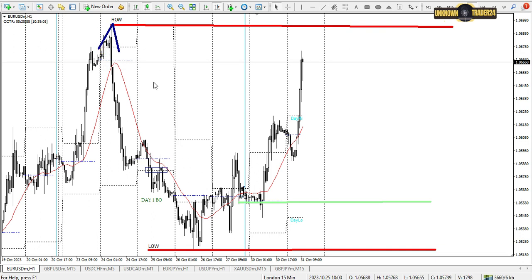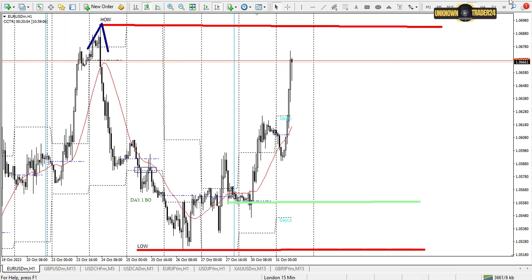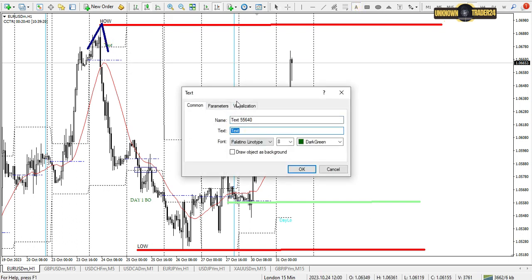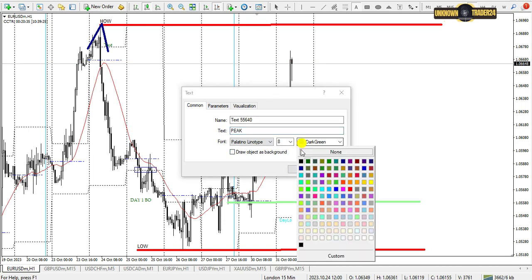Yes, of course, sometimes they will come back and give a good trade for those who counter trended, but this is just a rule I learned from many people. Do not counter trend a peak formation. Coming from day one, this is now a peak formation.